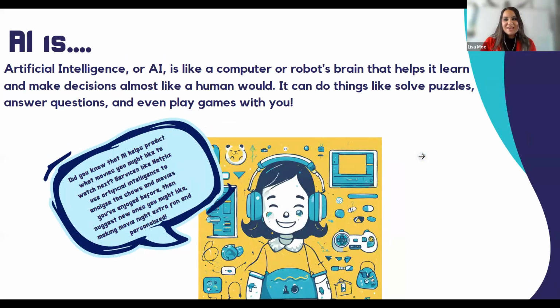So the best way that I love to explain to my students at all different ages is that it's like a computer or a robot's brain that helps to learn and make decisions just like we would as humans. And I'll add in things like it could solve puzzles, answer questions, and even play games with you. I love to say that we are helping AI. So we are building it. We are the ones teaching AI what it needs to know and how it needs to know it.